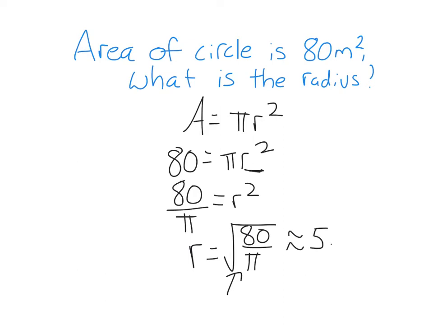decimal places of 5.05. We rounded up because the third decimal place was 6. So if the area was 80 meters squared, the radius would be about 5.05. That should be meters. Okay, so we can solve equations, even those that have powers. I'm just going to do one more example. So let's now look at another equation you might come across when doing measurement.